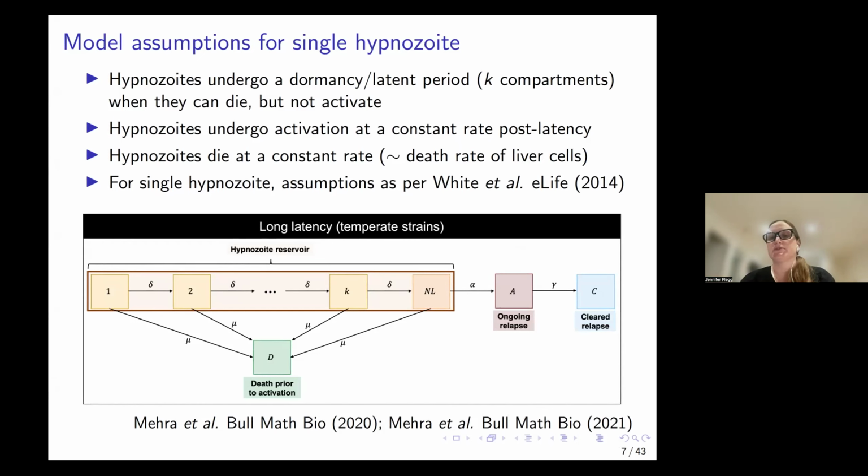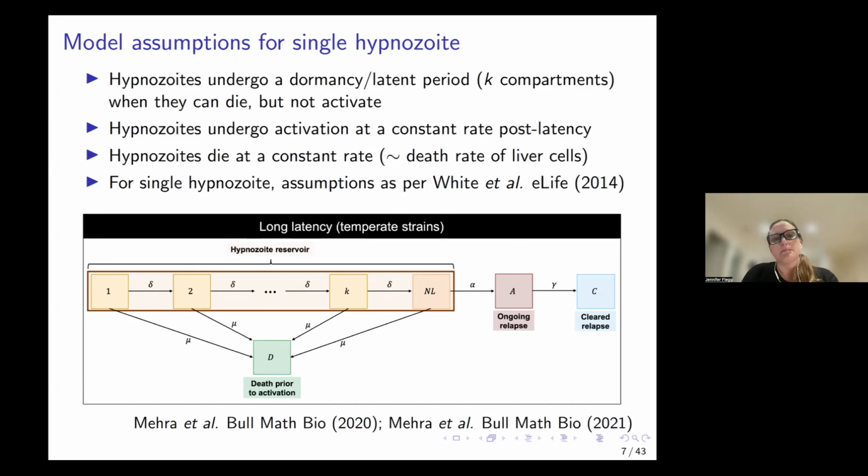And for a single hypnozoite, this is very similar. In fact, it's equivalent mathematically to a model that was already published several years earlier by Michael White in 2014. The details of the model can be found in two papers by Soumya Mehra, who I should have mentioned before, who was the student working on this a few years ago.